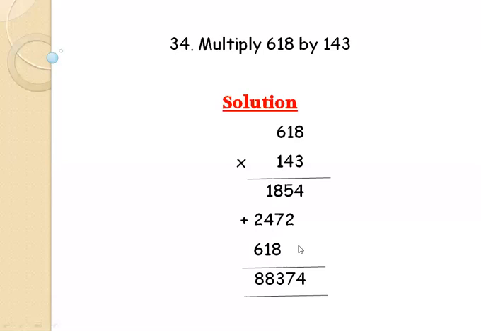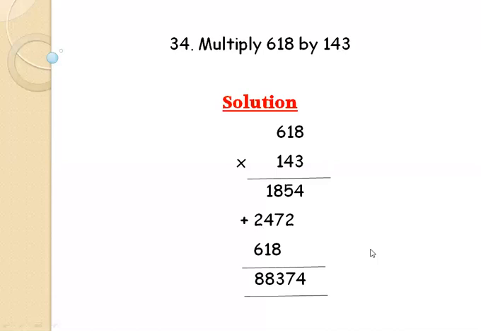The next thing is to add. This is 4. There's no other number, so I'll write 4. 5 plus 2, 7. 8 plus 7, 15. 15 plus 8 is 23. I'll write 3. I'll bring my 2 here. 2 plus 1 is 3. 3 plus 4 is 7. 7 plus 1 is 8. I'll write my 8. 2 plus 6 is 8. Another 8. And so this is the answer, 88374.